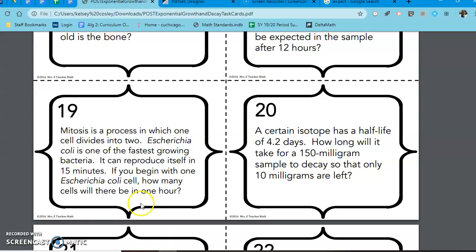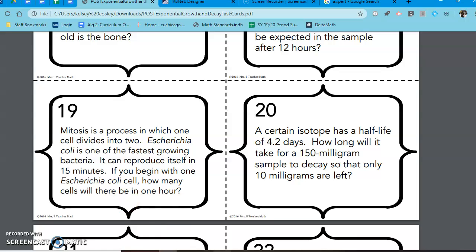Okay, now going back to the second part of it, it says if you begin with 1 E. coli cell, how many cells will there be in 1 hour? Okay, so this is the second part. P is still going to be 1. My A is my question mark. My R is the 0.046. And my time is going to be 1 hour.